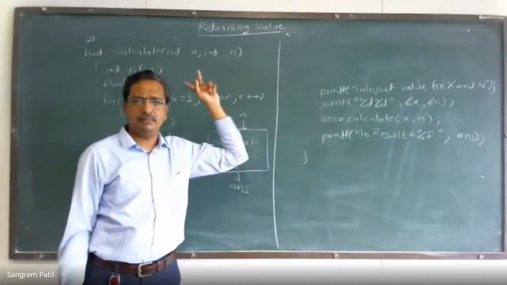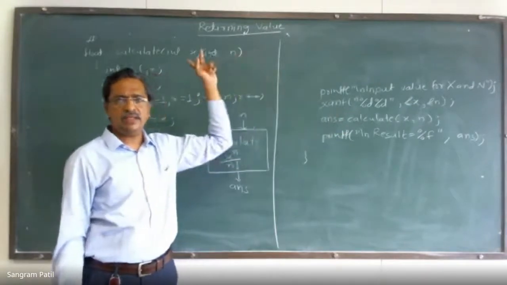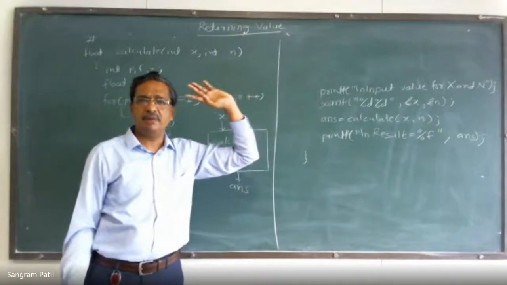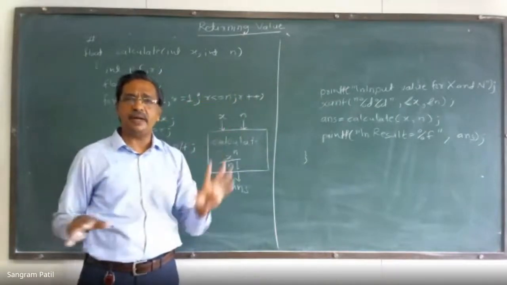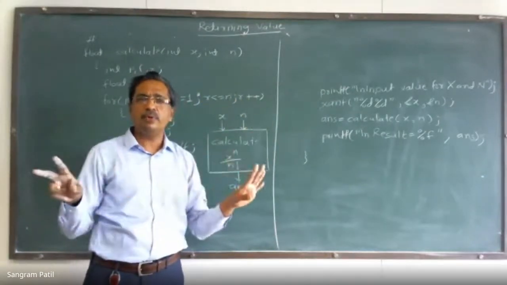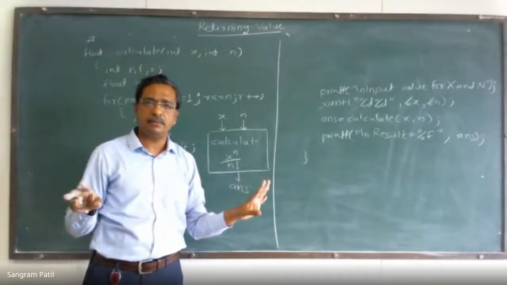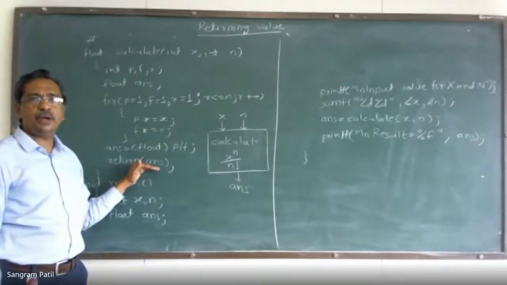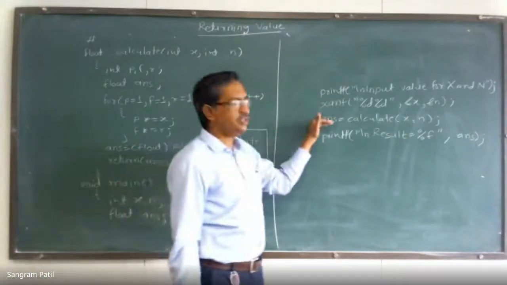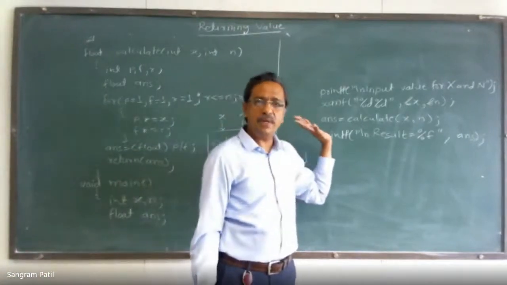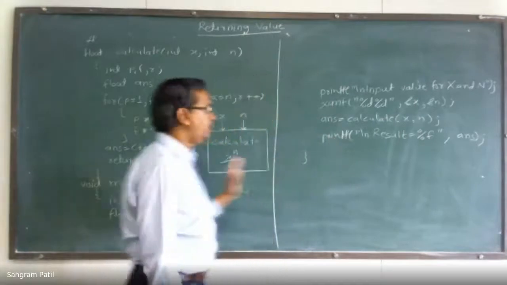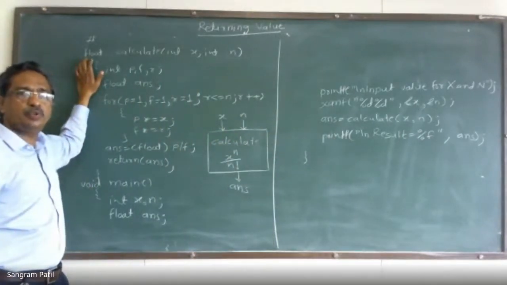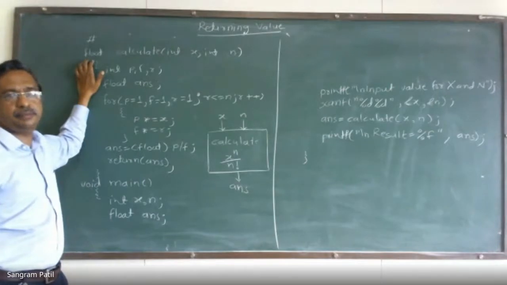Variable names can be same, x and n, because these variables are different and these variables are different. Variables are treated separately in function and calling program. The variable whose value you are returning and the variable in which you are receiving the value, type of both must be same, and you have to mention here the data type of the variable whose value you are returning.